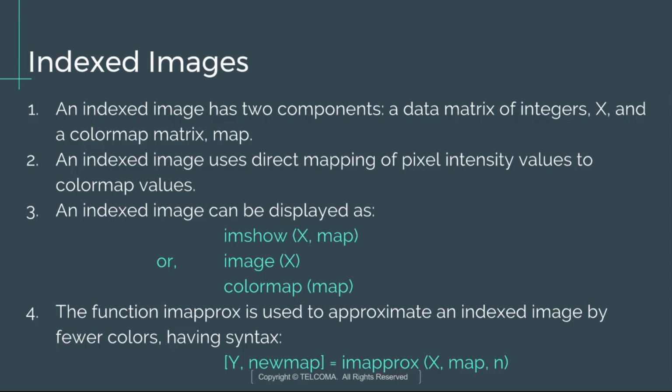Sometimes it is necessary to approximate an indexed image by one with fewer colors. For this, the imapprox function is used, which has a syntax as shown below. This function returns an array y with color map new map which has at most n colors. The input array x can be of class uint8, uint16 or double. The output y is of class uint8 if n is less than or equal to 256. If n is greater than 256, y is of class double.